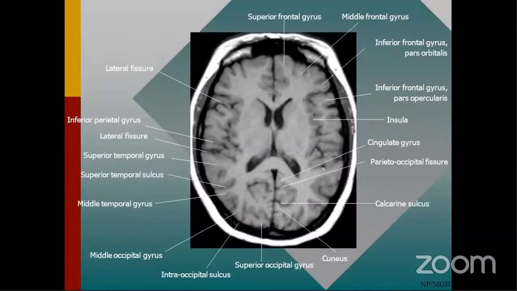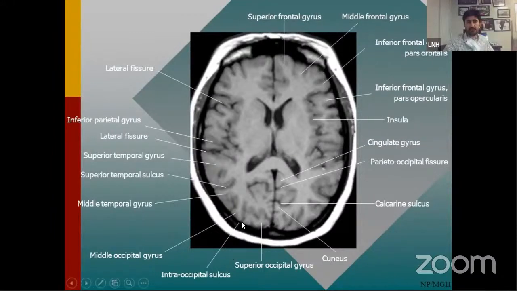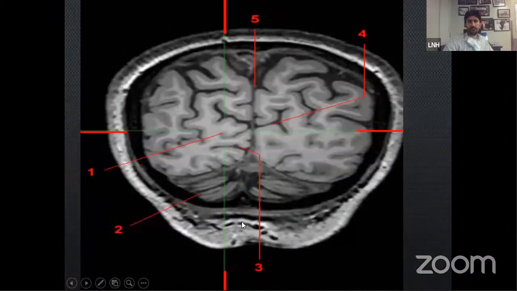This is the intra-occipital sulcus. And now this is the MRI.